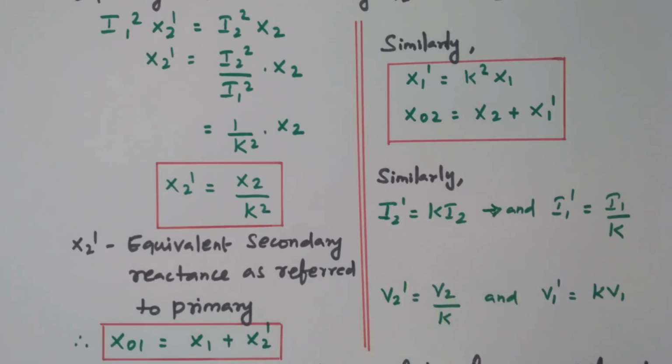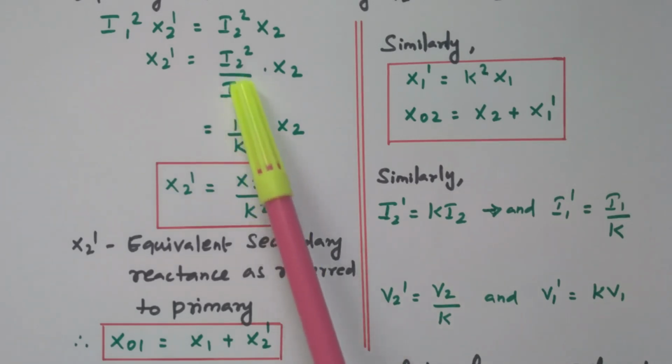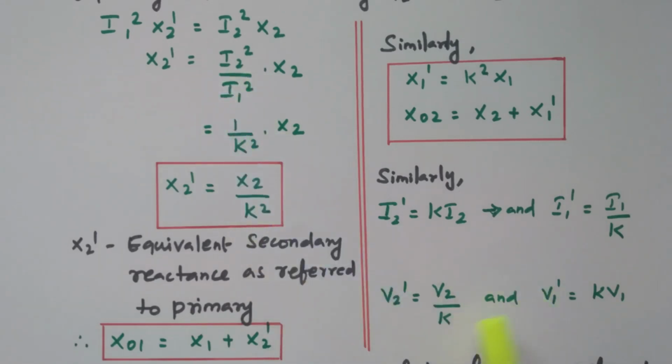Only the current, because we know that V2 by V1 equal to N2 by N1, but current is I1 by I2. While increasing the voltage, the current decreases, so it is I1 by I2. So here also we referred. Accordingly, this procedure applies: multiplied by K for primary and divided by K for secondary is applicable, but for current it is reverse.